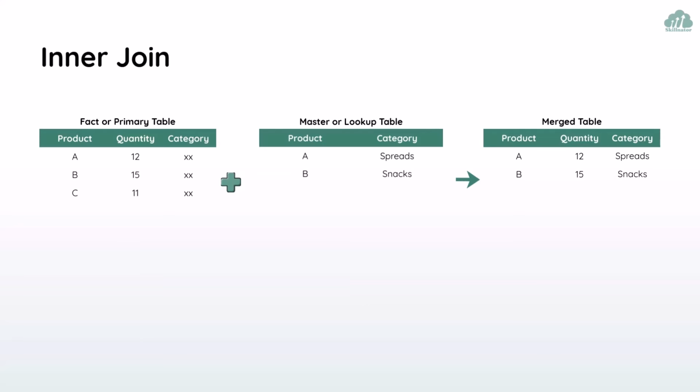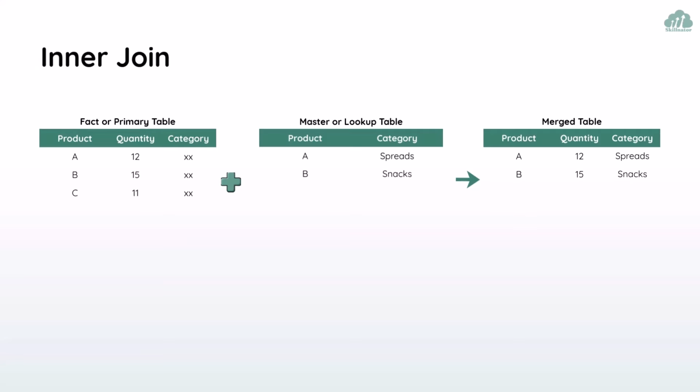For example, your primary table has products A, B, and C, and your product master or master table has products A and B. The result of the inner join will show a table with products A and B only. This is useful when you want to remove any rows that don't have a valid match. In short, it keeps only the intersection of two tables.